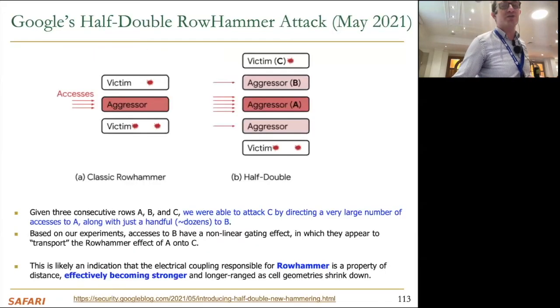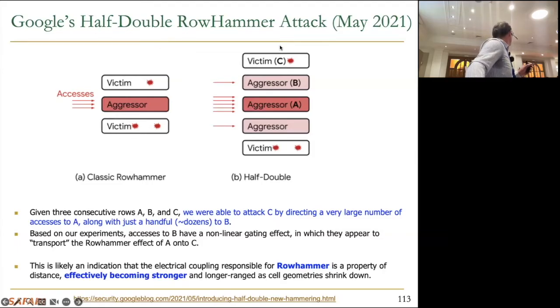What they showed was something that was not known previously. And this is the idea, very quickly. This is an aggressor row. You keep activating it, victim rows get bit flips. That's RowHammer, right? We know that. Now, this is the aggressor row. If you activate this aggressor row many times, and then if you activate this aggressor row B a little bit, maybe tens or hundreds of times, the victim gets bit flips.